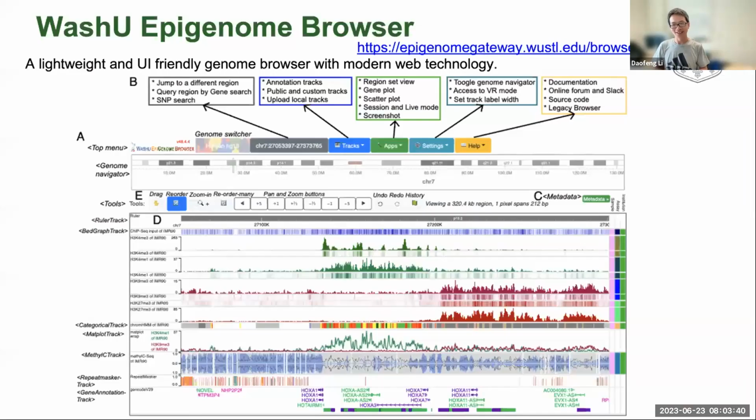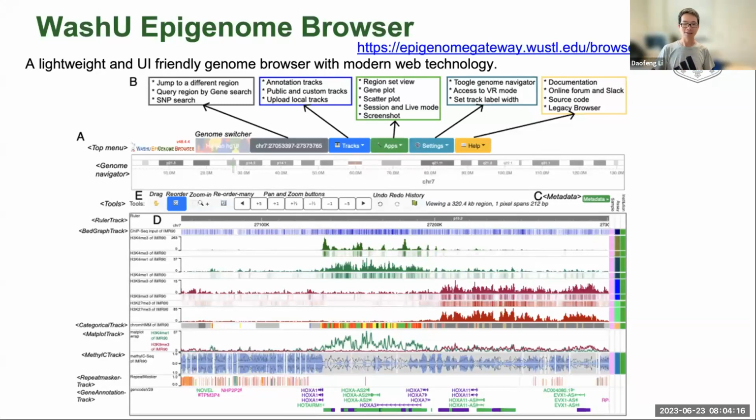When people are talking about genome browsers, I think the first thing on their mind is probably the UCSC genome browser. So the WashU Epigenome browser is a large genome browser software. We started this development in 2010. It aims to be a lightweight and UI-friendly genome browser with the latest web technology. Because it's lightweight, if you want to install a WashU browser mirror, you just need to have this JavaScript environment installed, then it can be installed in less than 5 minutes.